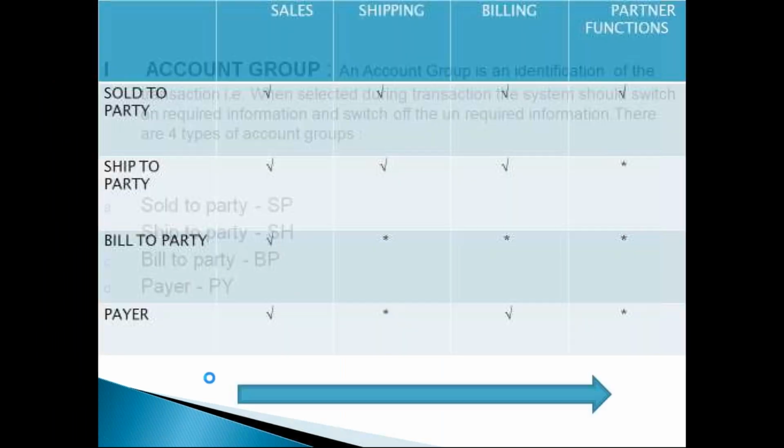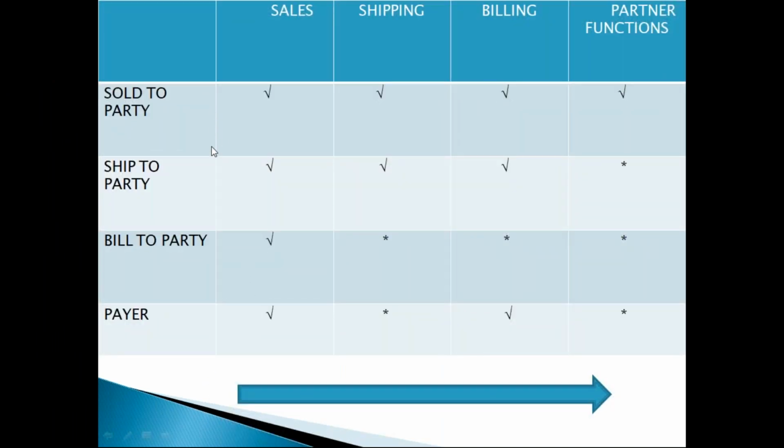Now, you all understood what an account group is. How many types of account groups are there? Sold-to party, ship-to party, bill-to party, payer. Fine. When making these 4 layouts, in which layout what is to be kept, you also understood now. Still, some of you may not have understood what partner functions are.